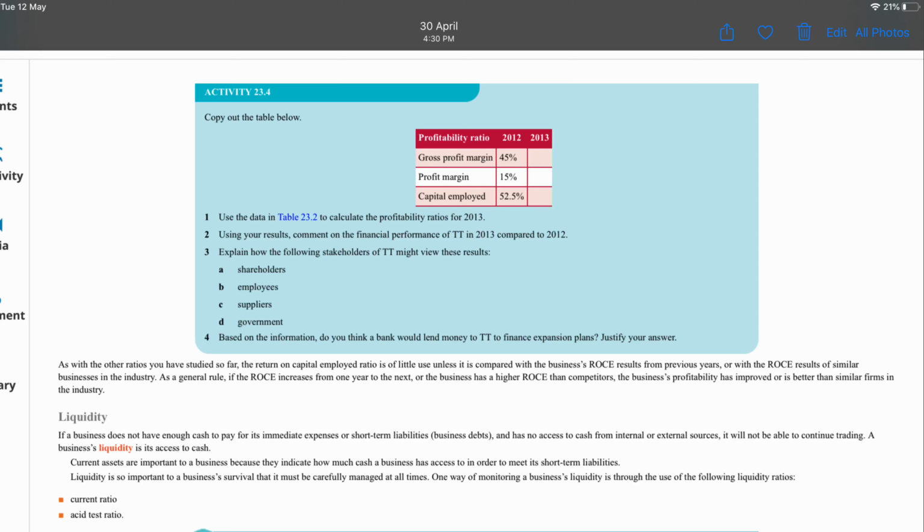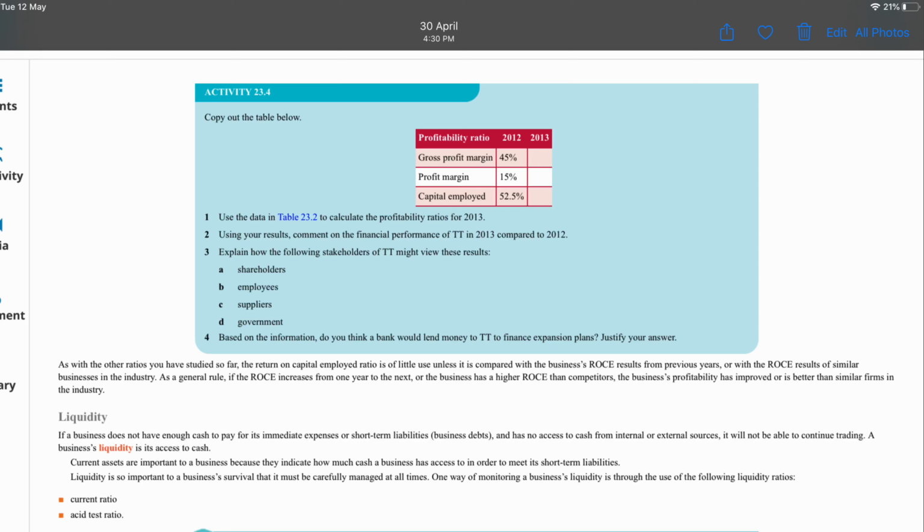And D, government. If there's an increase in profit, of course you have to pay more tax. So an increase in profit means an increase in tax revenue, so there's more earnings in the country. Number 4. Based on the information, do you think the bank would lend money to TT to finance the expansion plan?